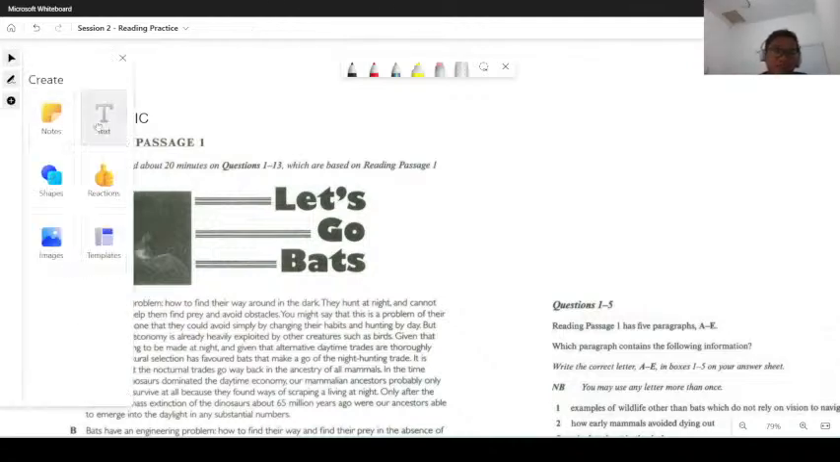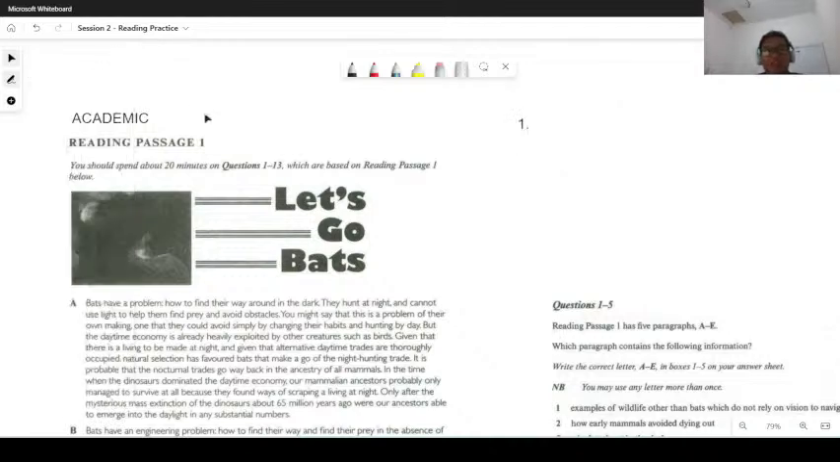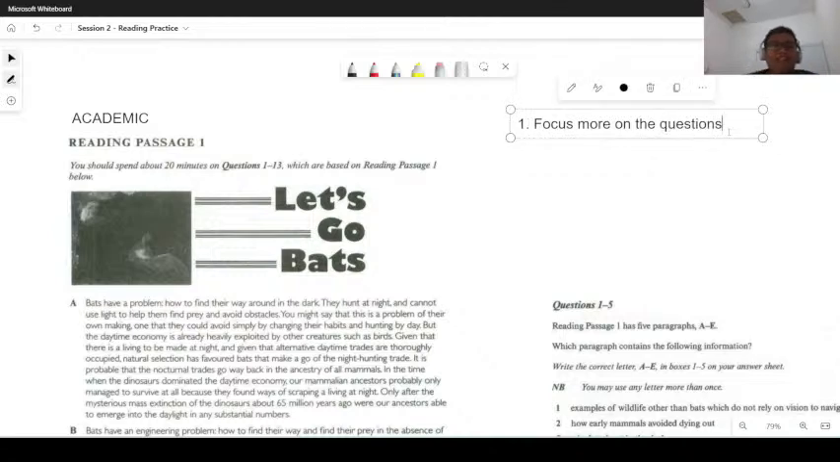So first things first, let me write this down for everyone. The first thing that you should always remember when it comes to IELTS reading, whether it be for academic or general, is to focus more on the question, especially when it comes to the IELTS academic test.